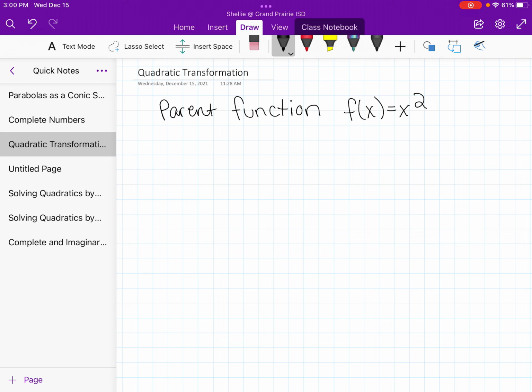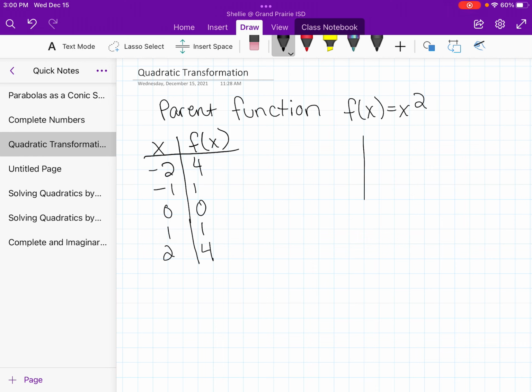All right. So if you were to make a table for that and graph that, let's make a table. Here's x, here's f of x. I'm going to start with -2 and go all the way to +2. If I square -2, I get 4. If I square -1, I get 1. The square of 0 is 0. 1 squared is 1, and 2 squared is 4.